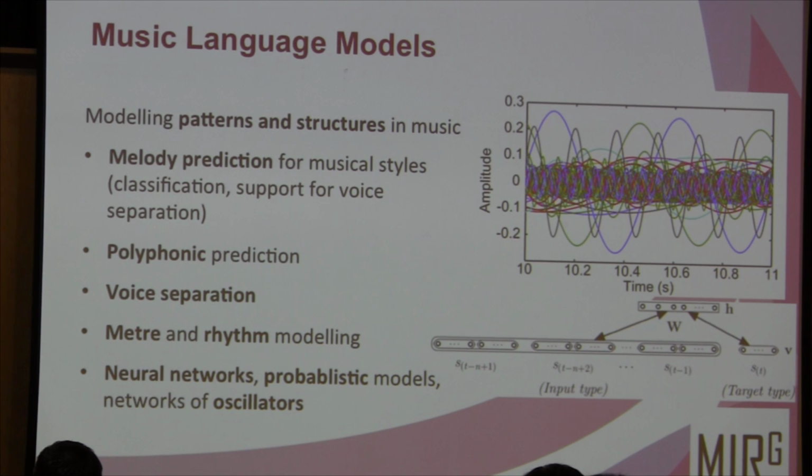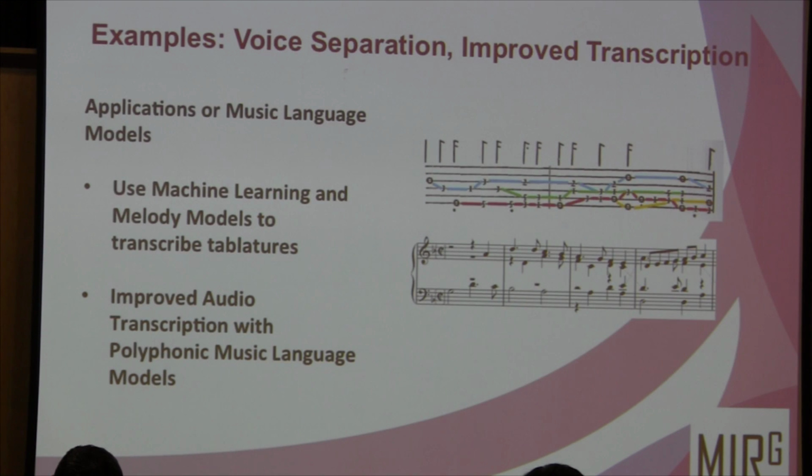Voice separation is something we do, as well as meter and rhythm modeling. The typical techniques we use for this are neural networks, probabilistic models, and more recently networks of oscillators that give us the opportunity to detect some of the temporal structures, temporal repetitions, the metrical and rhythmical structure of the music. So these music language models are then useful to help with other tasks like voice separation.